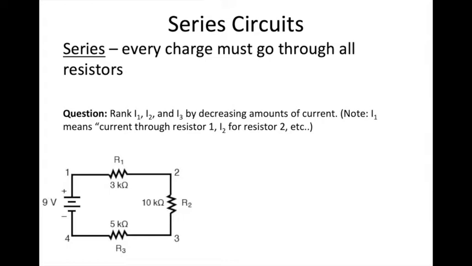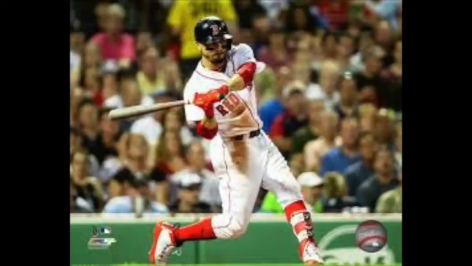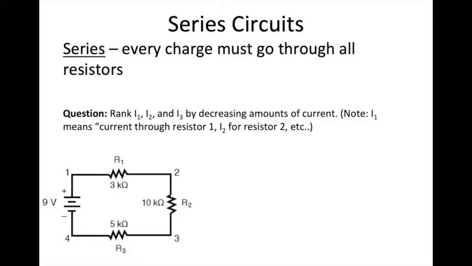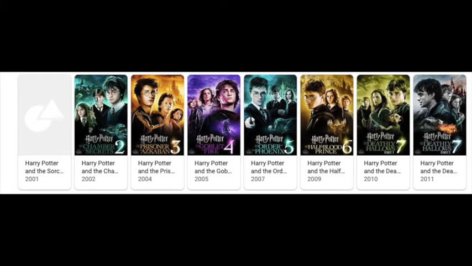So the first kind of circuit I'm going to talk about here is series circuits. A series circuit is just defined by a circuit where charge has to go through every individual resistor one at a time. So think about the World Series, a series of events, or a movie series, or a TV series. You have to do everything one after another. So a series circuit is the same idea.